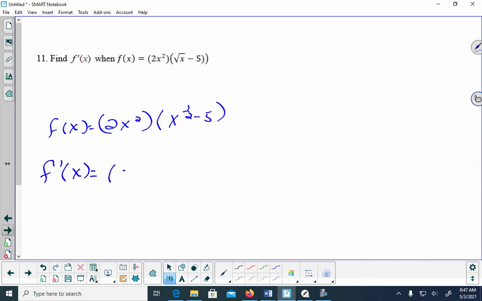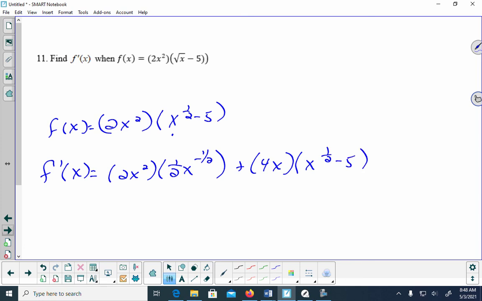So now I'm going to leave that 2x squared alone, taking the derivative of the second quantity. That's going to be 1/2 x to negative 1/2. Derivative of 5 is 0. Then plus, I am going to take the derivative of the 2x squared, which will be 4x, and then leave the other one alone, x to the 1/2 minus 5. Then I am going to distribute.